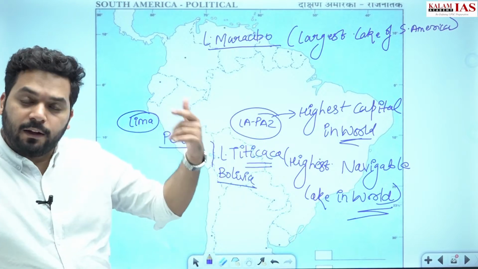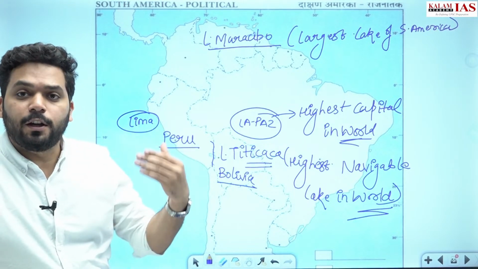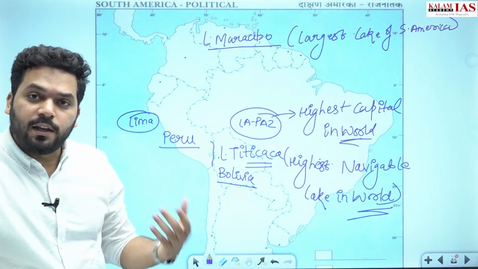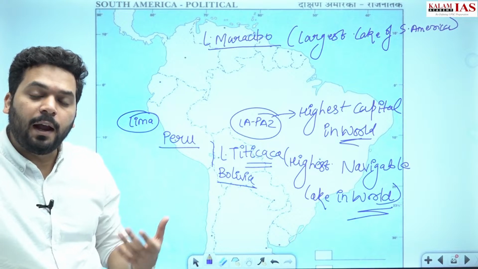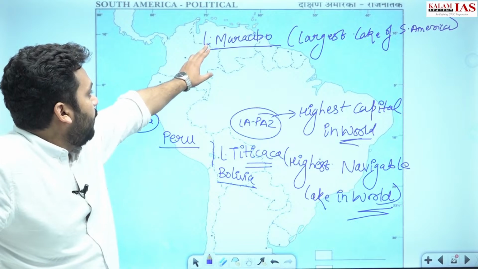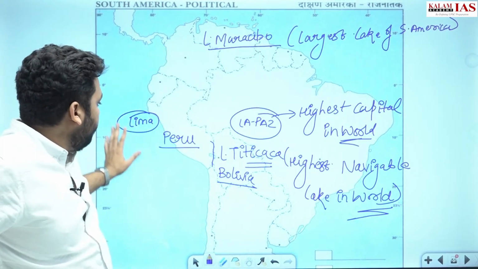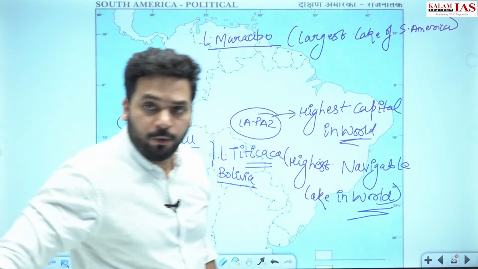Like Lake Victoria, which is sharing its border with 3 countries: Uganda, Kenya, and Tanzania. Lake Maracaibo is in Venezuela. It is the largest lake of South America. Then we have Lake Titicaca.